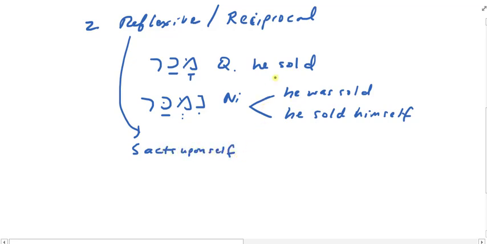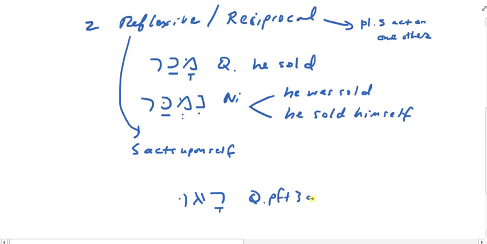Okay? When we have reciprocal idea, then the idea is always that there are plural subjects. They don't act on themselves, but act on one another. Okay? Somehow they affect one another through their reciprocal action. So we have the verb ra'u, which is the qal perfect 3cp. Okay? This is they saw in the qal. They saw.